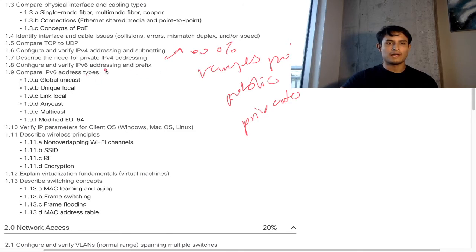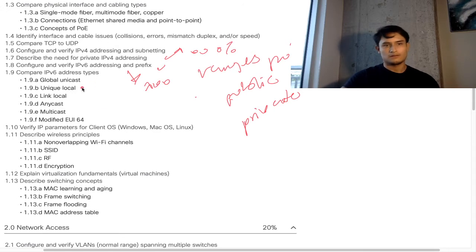Configure and verify IPv6 addressing and prefix. Yes, you need to know this for sure, 100%. So again, the same thing. You need to know the ranges. You need to know the unique local address: what does it look like? What does a link local address look like, and so on.